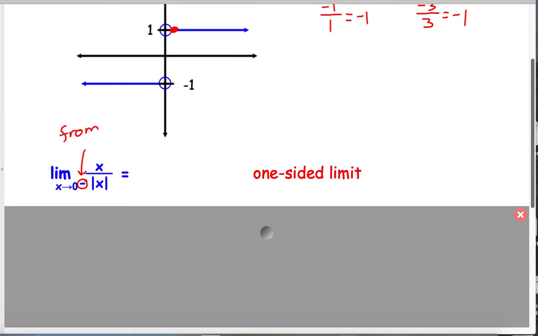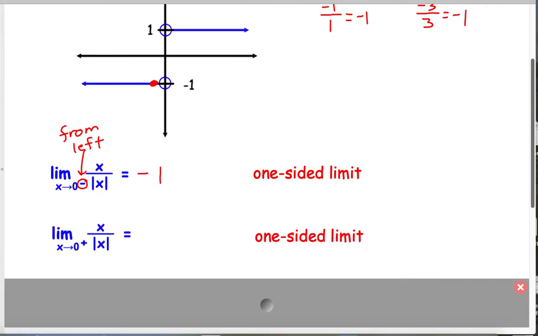From the left. So as we're traveling on our graph, from this side, getting closer and closer to x equals 0, what's our limit? Well, it's just constant, negative 1, negative 1, negative 1. So this limit is going to be negative 1. On the other hand, what if we were approaching x equals 0 from the right, and that's what the plus after it means. And so that would be this situation where we're moving along here, and we have 1, 1, 1, 1, 1. So from that direction, the limit is positive 1.